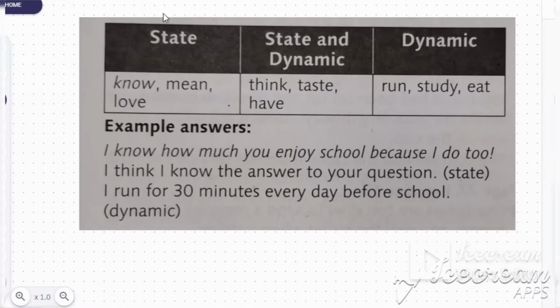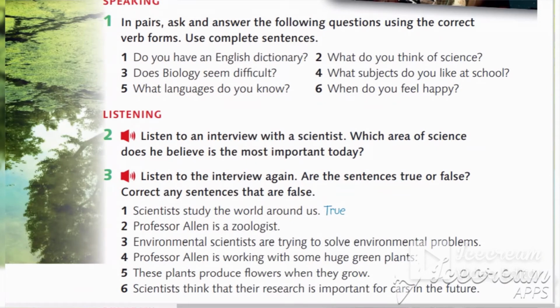Okay. We have speaking exercise number 1. Now we have this exercise: in pairs, ask and answer questions using the correct form of the verb. Complete the sentences. Do you have an English dictionary? Yes, I do. I have an English dictionary. This means you will answer, miss, this is your speaking. Okay.